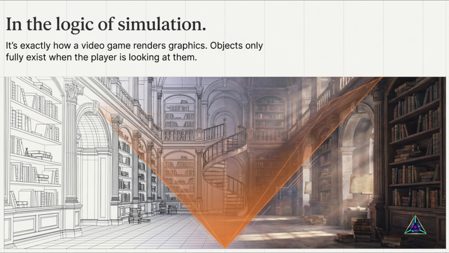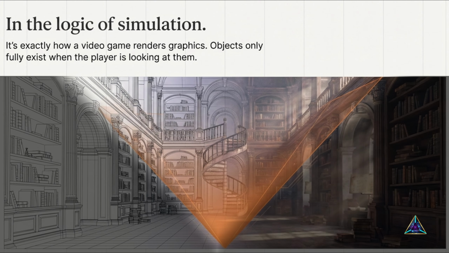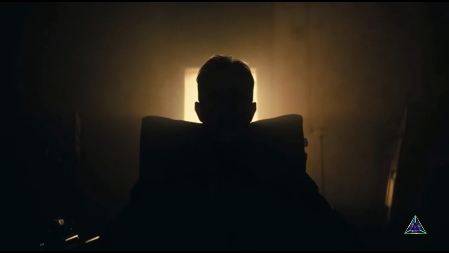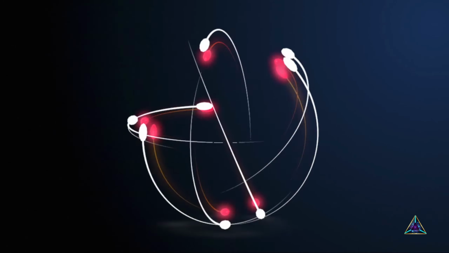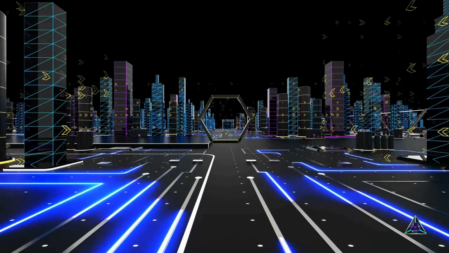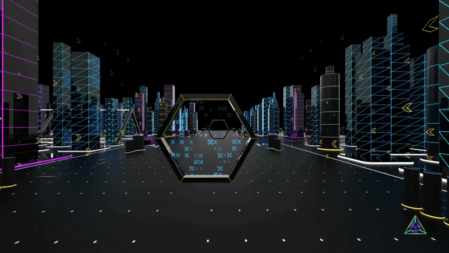It's exactly how a video game renders graphics. Objects only fully exist when the player is looking at them. Turn away, and the program saves resources by simplifying what's off-screen. Our universe does the same thing. Particles exist in superposition, in multiple states at once, until someone observes them. Then reality chooses. Then the program renders.